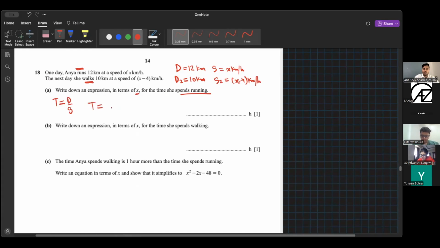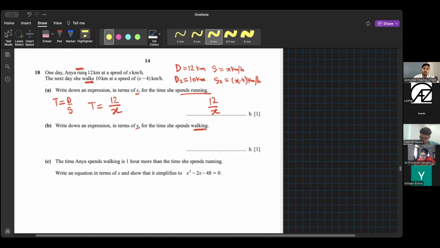So time is equal to distance covered, how much? 12, and speed is 12 upon x. So the answer is 12 upon x hours for the first one. Clear? Second one, it says write down an expression in terms of x for the time she spends walking.